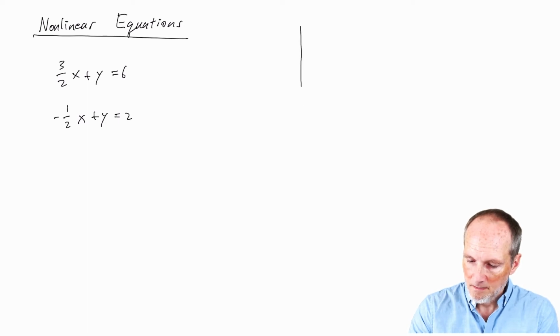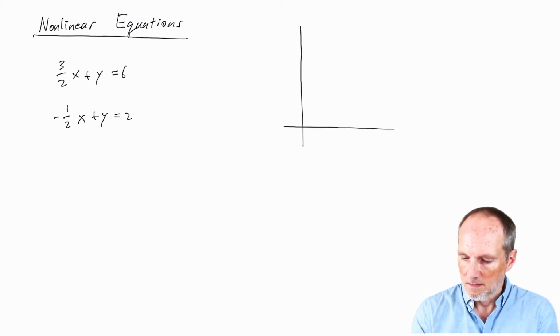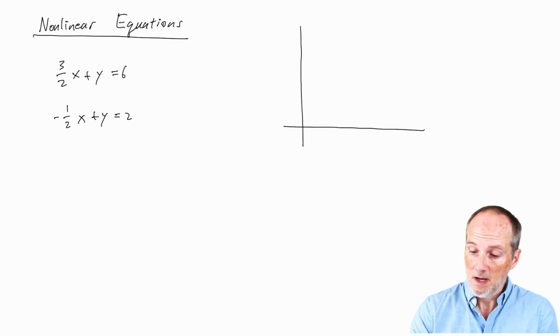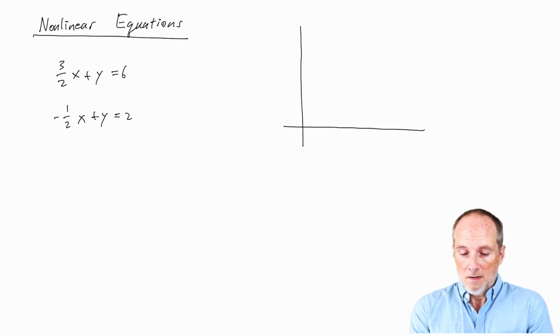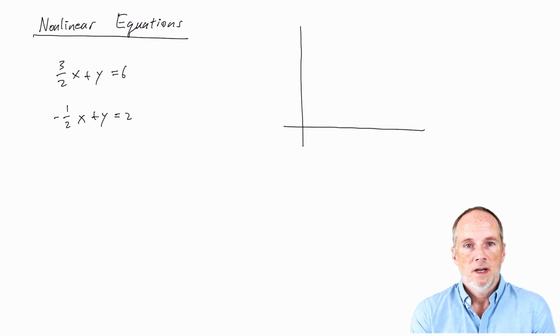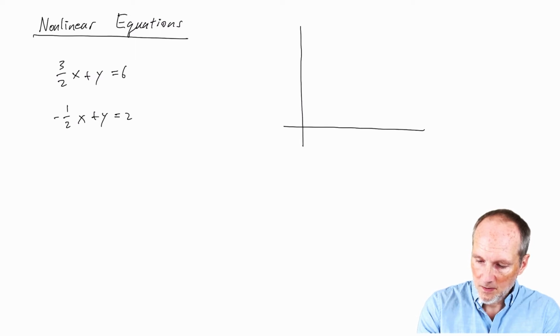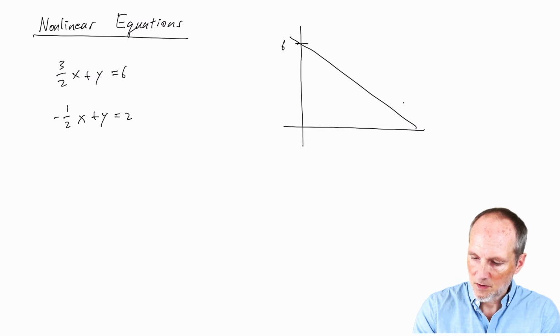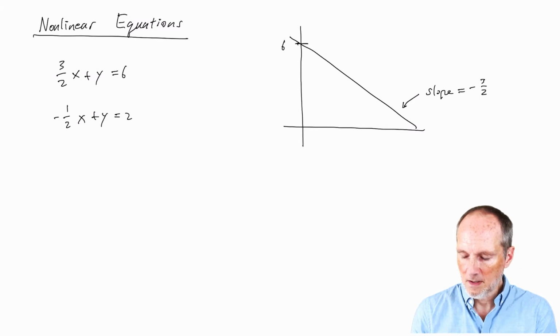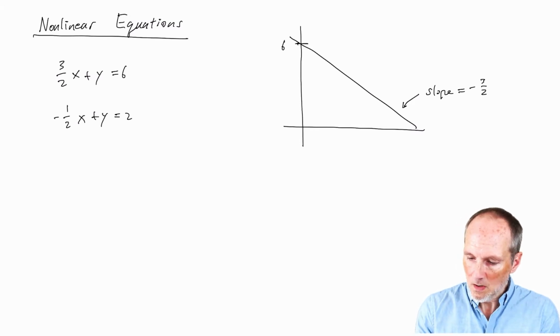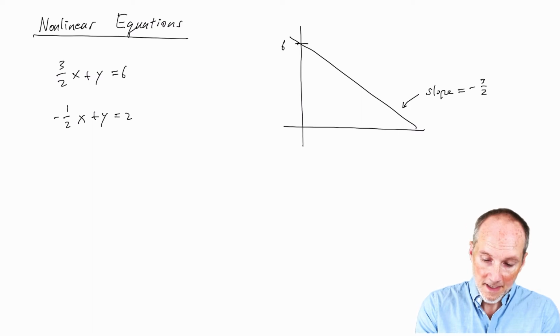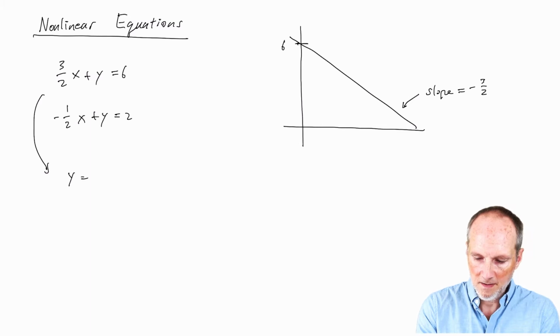But geometrically, it's worth thinking about as well. In this case, the set of xy pairs that solve the first equation form a line in the Cartesian plane. So that's going to look something like this. The vertical intercept is 6, and the slope is minus 3/2. And I can get that by just transforming this equation and writing it like so.